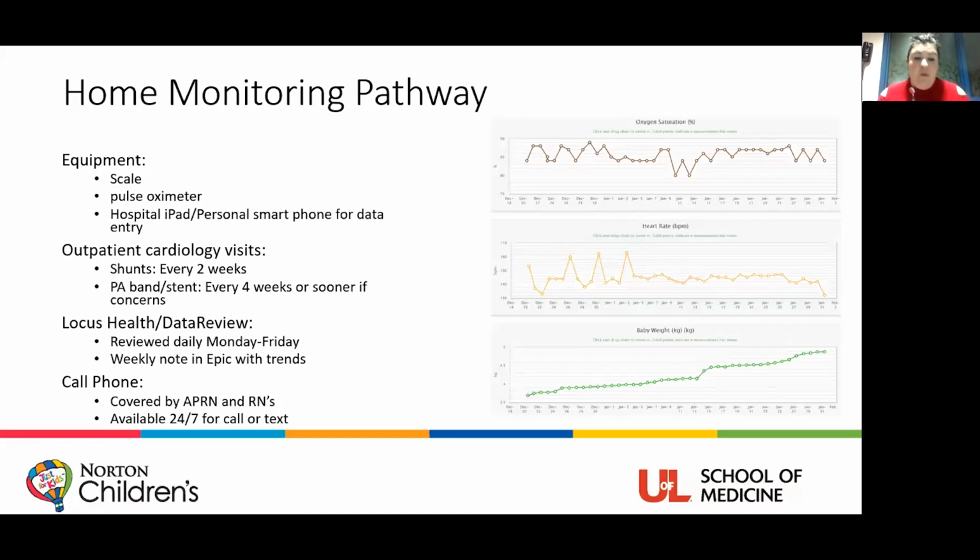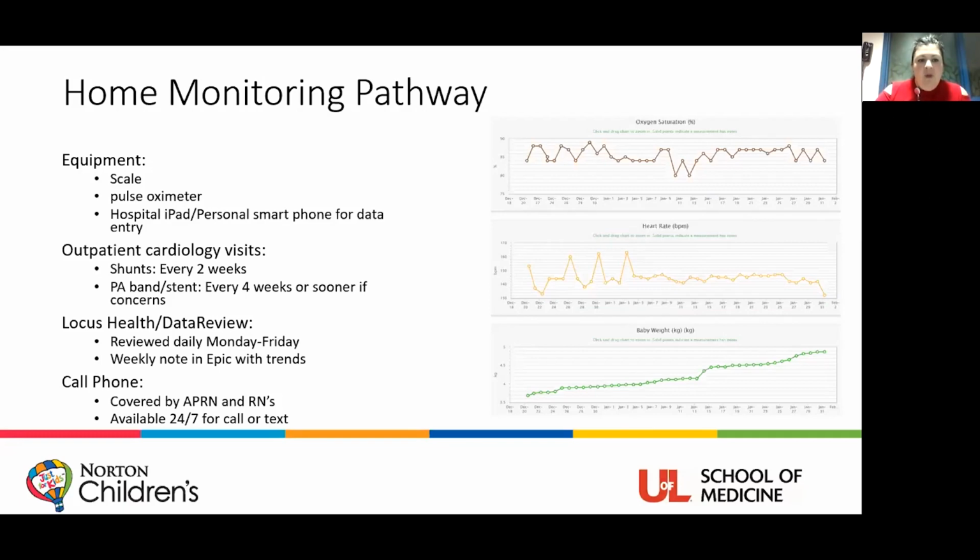We want to see these patients back. If they're a shunt, we see them in the outpatient cardiology office every 2 weeks. If they are a band or a PDA stent, then we usually will let them go every 3 to 4 weeks or sooner if needed.